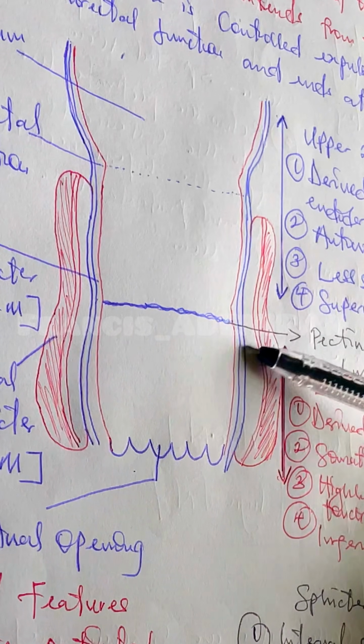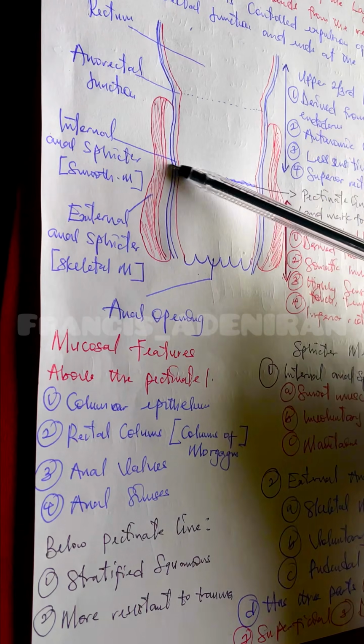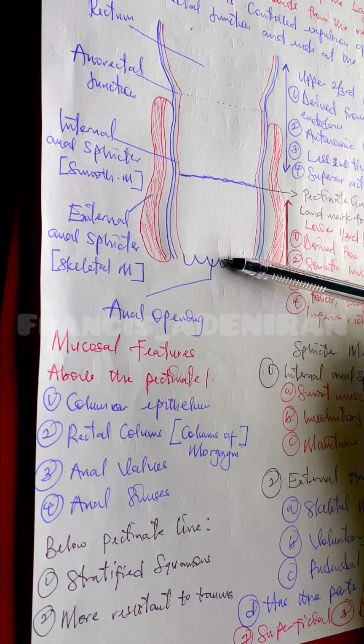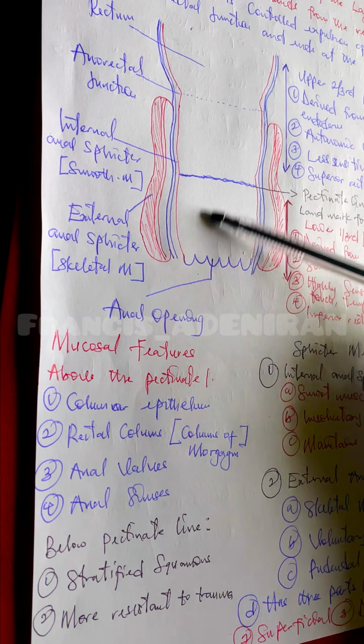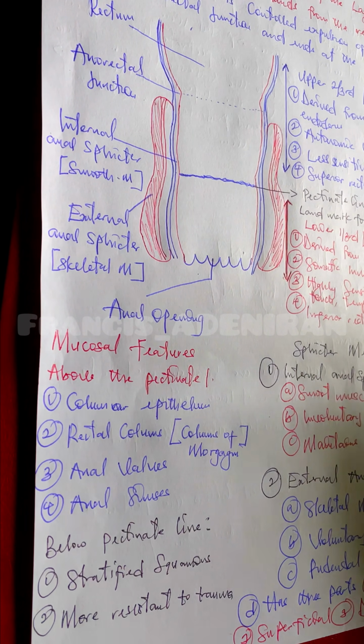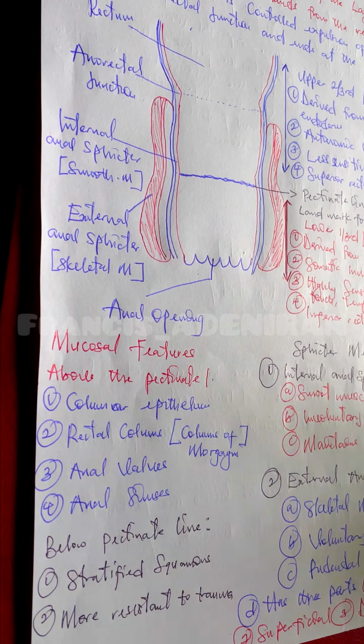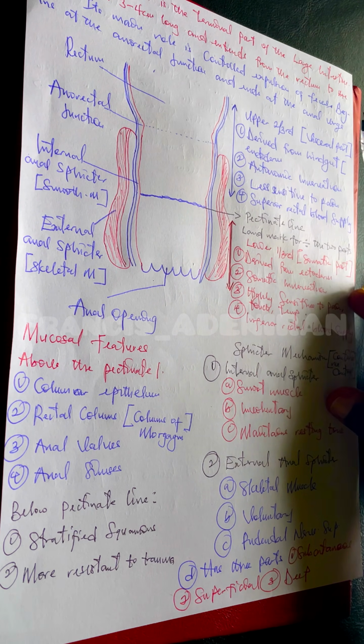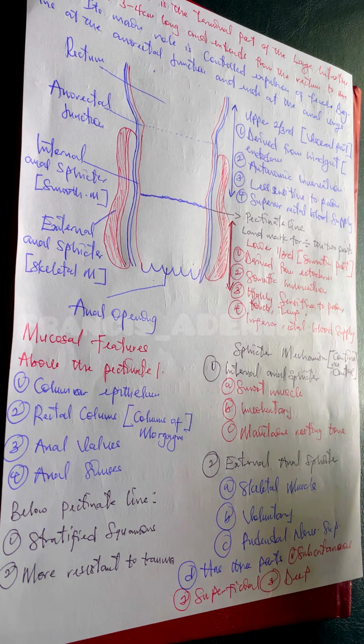So let's talk about the features below. Having discussed the features above, let's discuss the mucosal features below the pectinate line. It is lined by stratified squamous epithelium, and it is more resistant to trauma. Having discussed that, let's go straight to the sphincter mechanism.